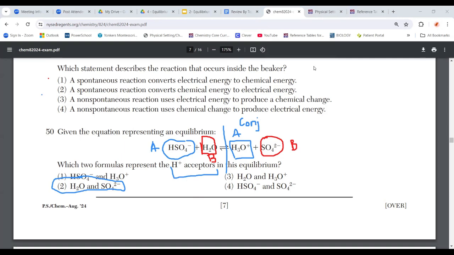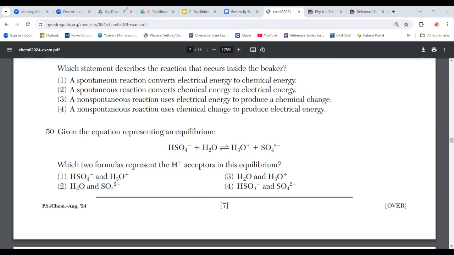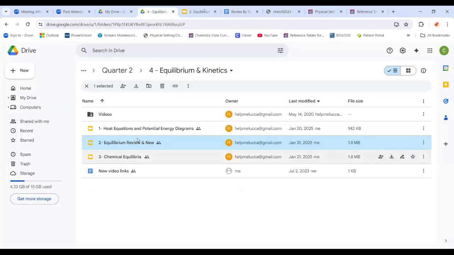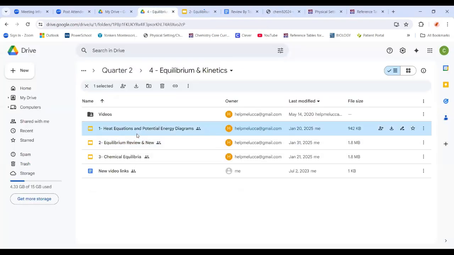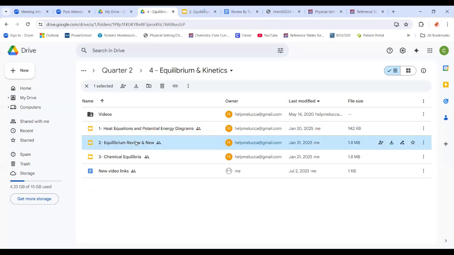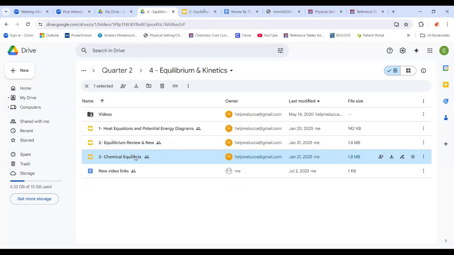All right, so I think for the next topic in the next video, I'm going to do all of aqueous reactions. All right, so again, I'm going to link all of these slideshows in the description. There are 3 of them: heat equations and potential energy diagrams, equilibrium review, so there's practice questions in there, and a whole review of physical and chemical equilibria.